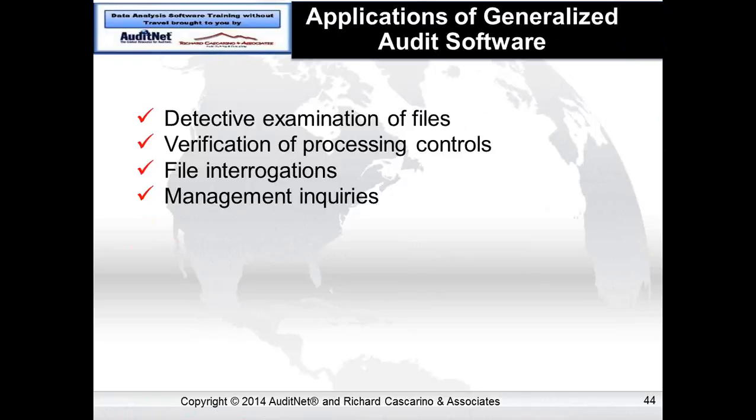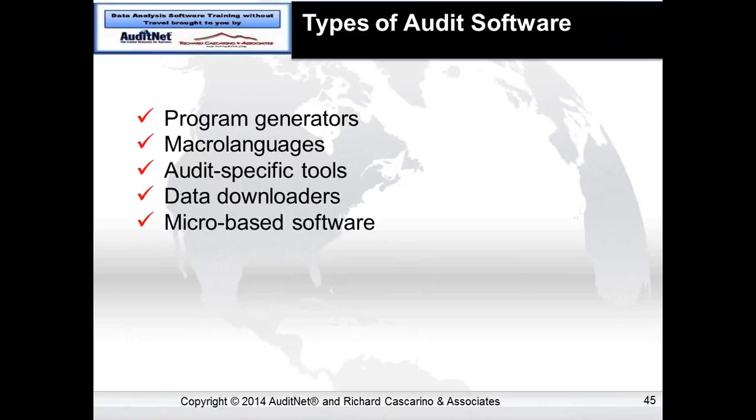Because these audit tools are incredibly powerful management tools. They are data mining tools. And that's what a lot of management needs to do. You get different types of software: program generators, macro languages, audit-specific tools, data downloaders. The standard stuff that came with the PC, MS Office, is a very powerful CAT in various forms.